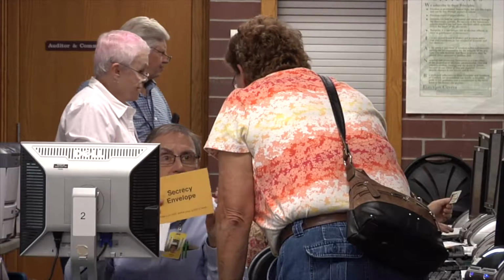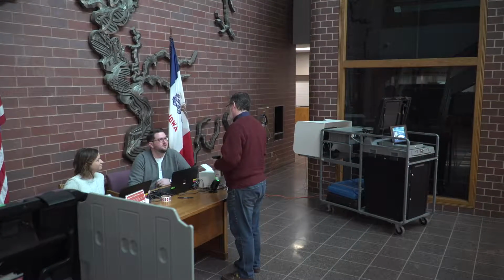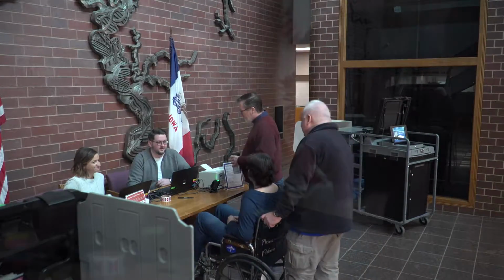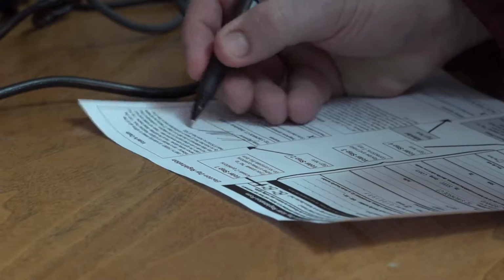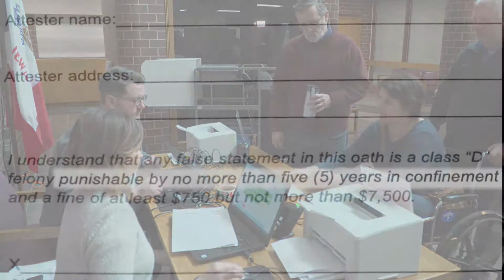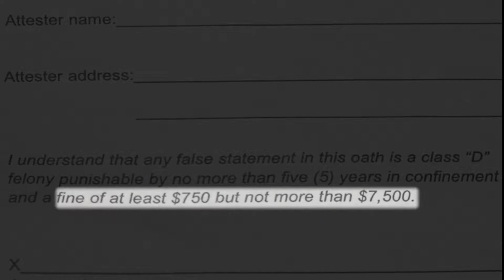If voters don't have a required form of ID, they have a few options. First option is to bring an attester with you, meaning a person who is willing to attest to the voter's identity. An attester must be able to provide one of the accepted forms of ID. By signing the document, the attester accepts that providing false information is a Class D felony, punishable by potential jail time and a fine between $750 and $7,500.